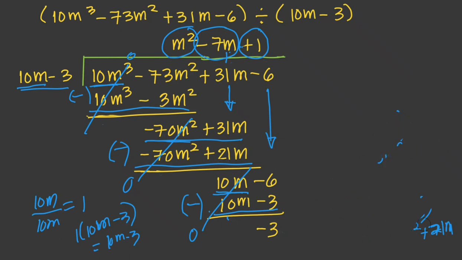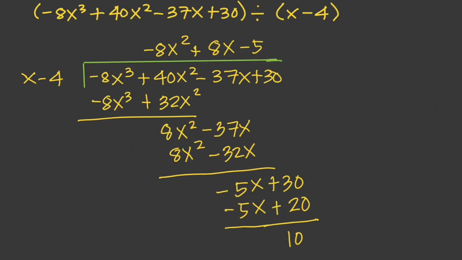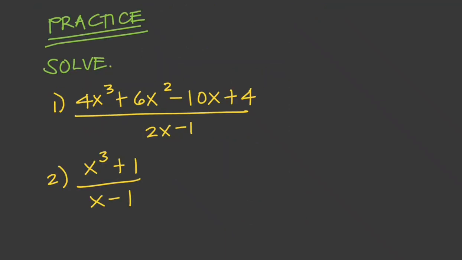Then our final answer would be m squared minus 7m plus 1 minus 3 over 10m minus 3. So that is the answer for this problem. And there's another example here for those that have remainders. Then I wrote some practice problems here for you to work on. Try to solve them so you can practice.